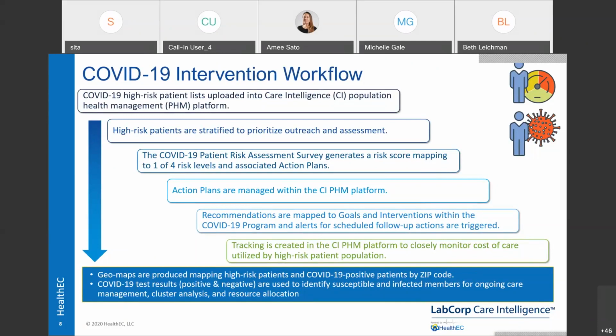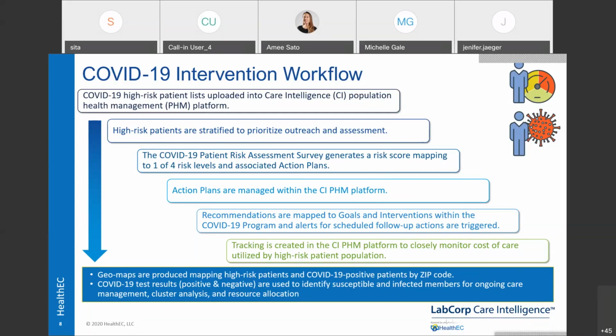Thank you, Sita. So that was a great explanation of how we get to the workflow and a nice overview of the workflow as well. I'm going to give a little bit more background into some of the COVID-specific work. So with regard to identifying our highest risk patients, of course, it was based on the prospective risk scores and the AI business rules that Sita just mentioned.